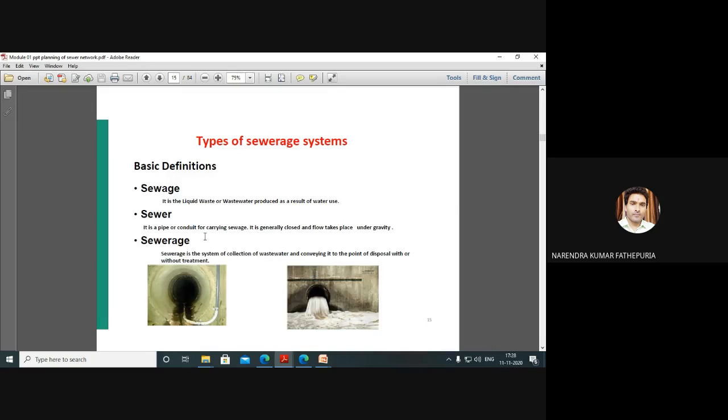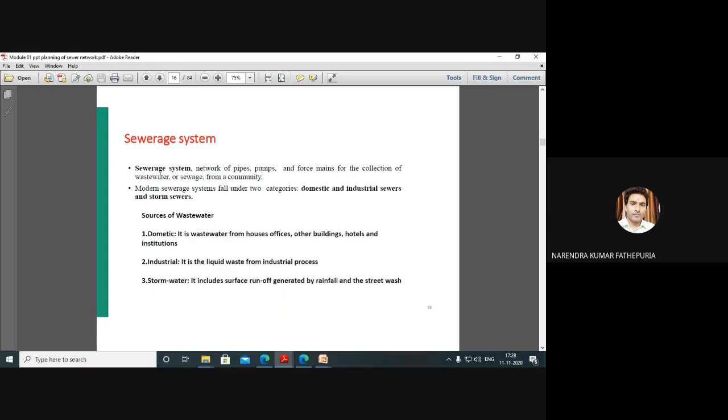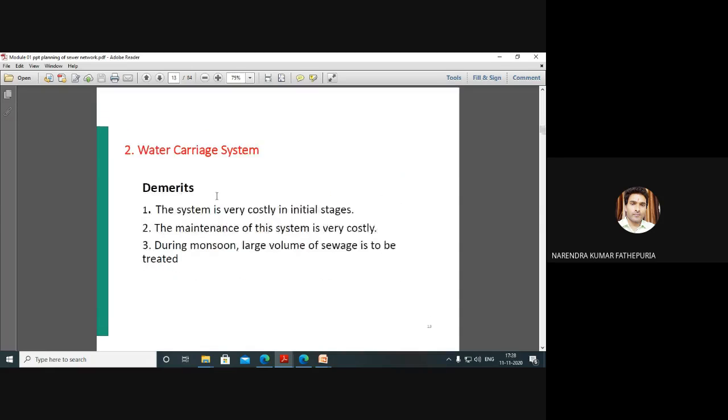So there are various advantages for this, and there are various definitions. What is sewerage? A network of pipes, pumps, and force mains for the collection of wastewater and sewage from the communities is called sewerage. Domestic, industrial, and stormwater will also be included in sewage. That we have done.